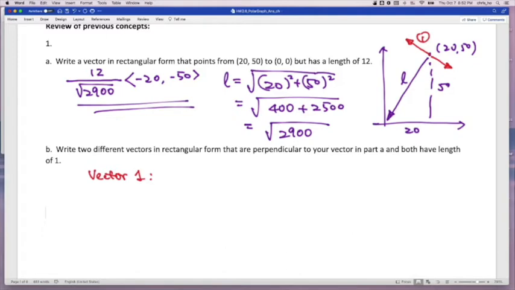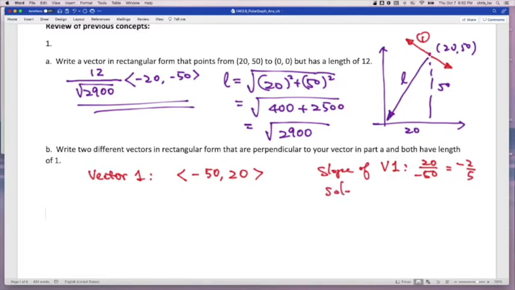What is the slope? Well, if it's perpendicular, it should have a direction of minus 50 and 20. Okay. And how do we know that? Well, you can verify the slope of this vector. The slope of vector 1 would be what? Y over x, right? 20 over minus 50, which is negative 2 over 5.